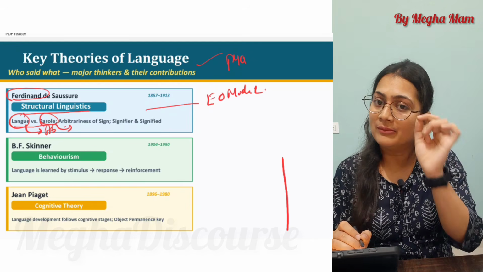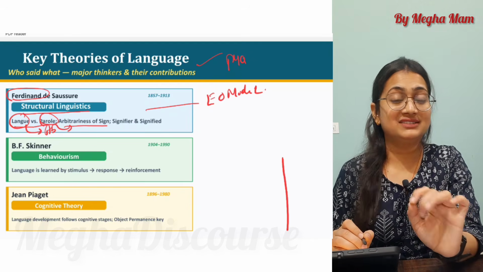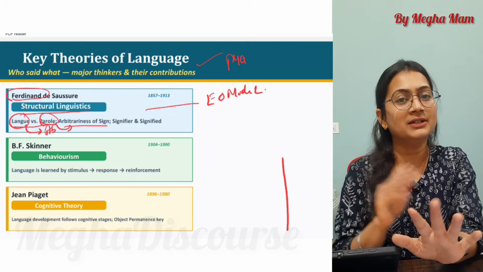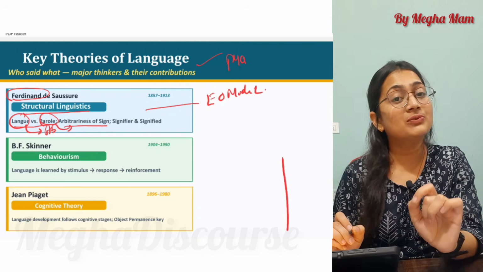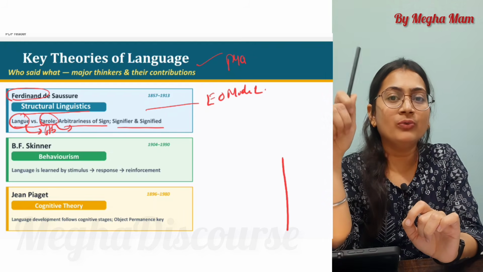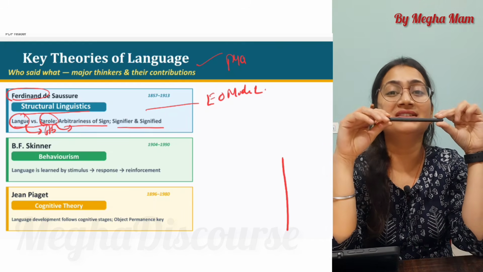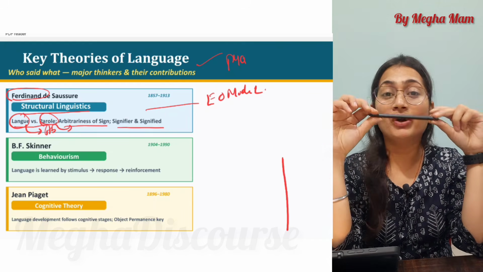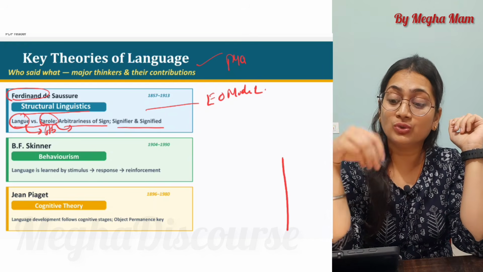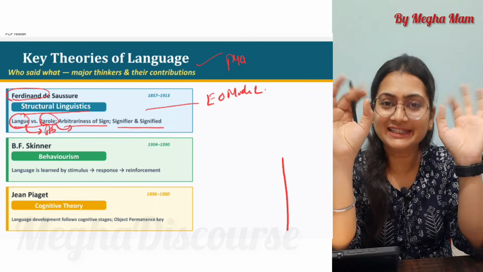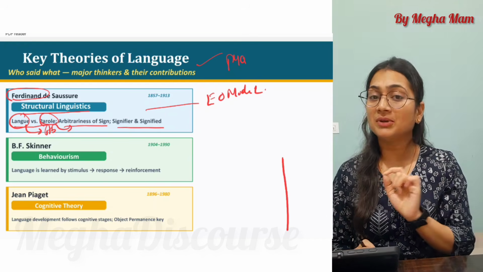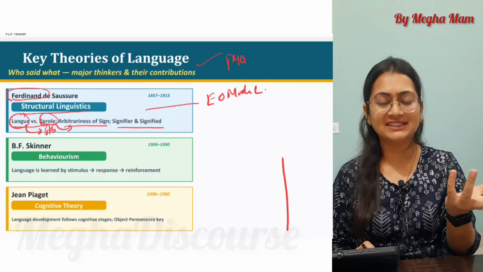Arbitrariness of sign. I have already told you that there is no link between the form and the meaning. Signifier and signified: the name of the thing is the signifier, and what it represents is the signified. This is a digital pen, the signifier, and what it represents, that it helps to write down, is the signified. So these concepts were given by Ferdinand. They can simply ask this as well.